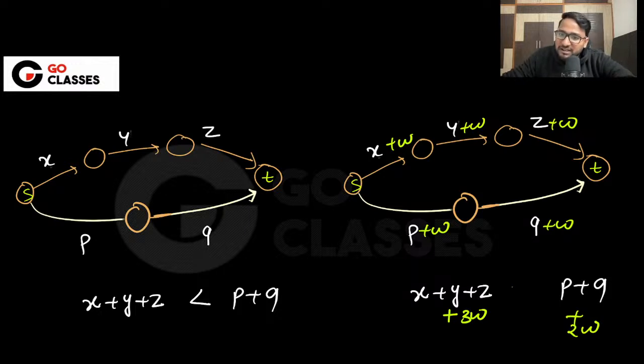Now you don't know whether this is lesser or greater. Earlier, p plus q was greater. Now, just because you are adding an extra w here, maybe p plus q is still greater, or maybe because of this extra w, the other one has got greater. So you don't know. Basically, you are not uniformly adding. Understood? You are not uniformly adding, so you don't know the relationship, greater or lesser.